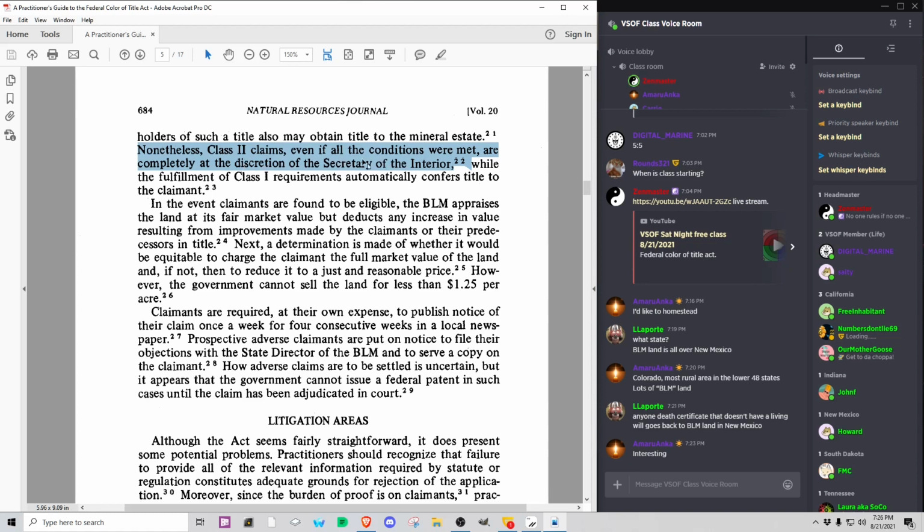So only if the infant is given it by the Secretary of the Interior, right? So this isn't something that you control. Just pay attention to this because it's important. Every single time that you're asking for a benefit or you say, oh, please, Daddy, may I, are you acting in your sovereign capacity? No, you're not. You're submitting an application for permission to do something. Well, only slaves submit, okay? All right, to continue. While the fulfillment of Class 1 requirements automatically confers title to the claimant.